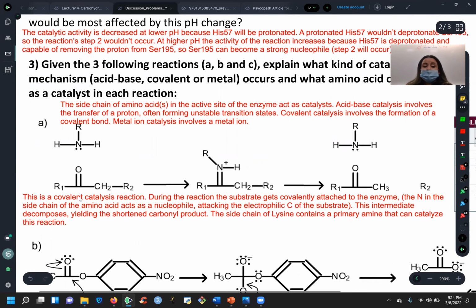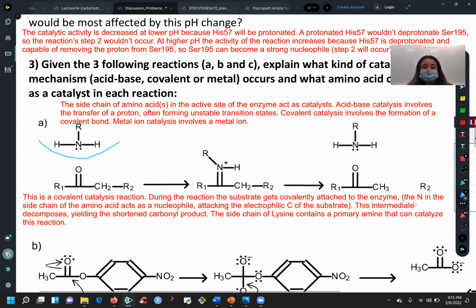This is a covalent catalysis reaction. During the reaction, the substrate gets covalently attached to the enzyme. So this guy right here, this is the side chain on the enzyme. And then this is the substrate. So during the reaction, the substrate gets covalently attached to the enzyme.